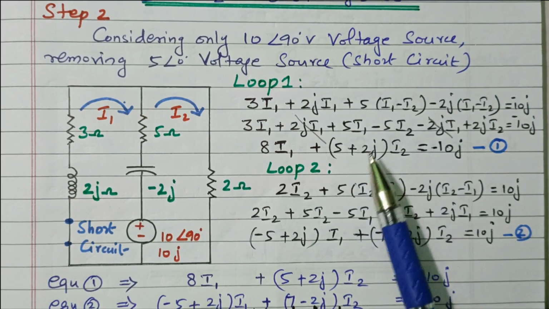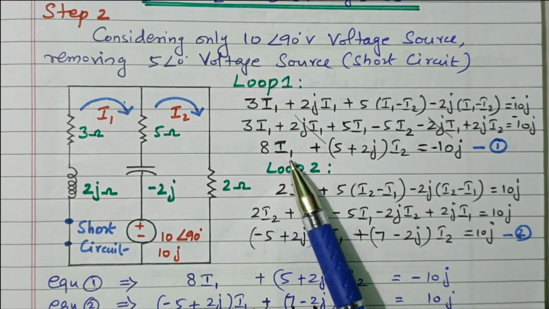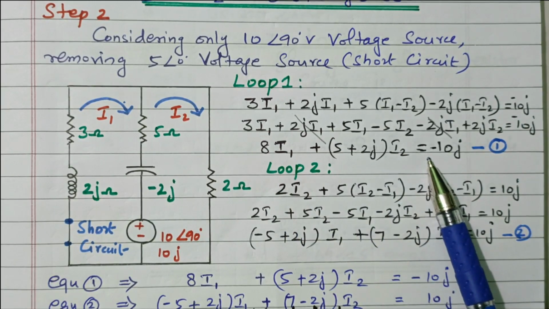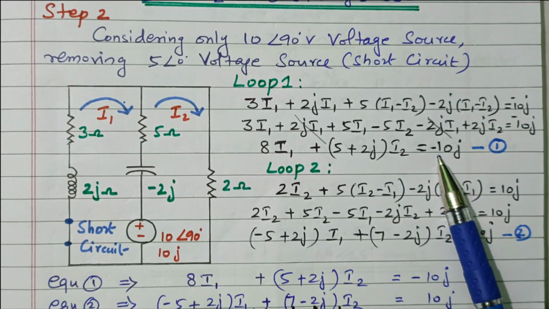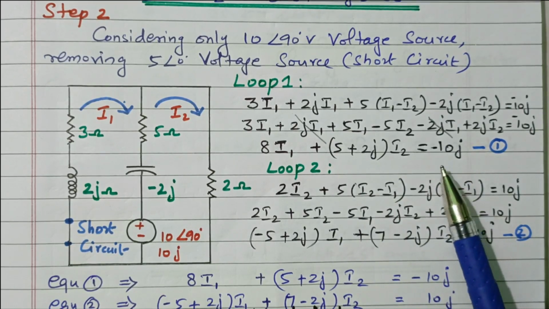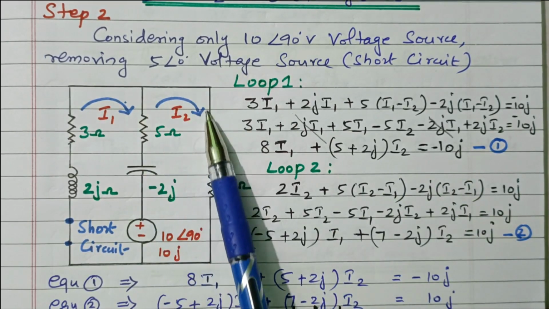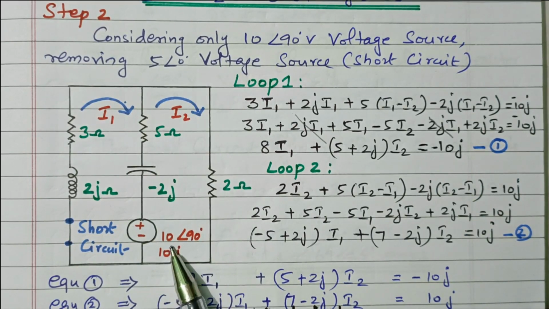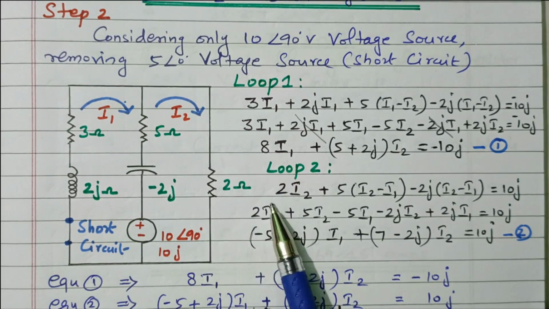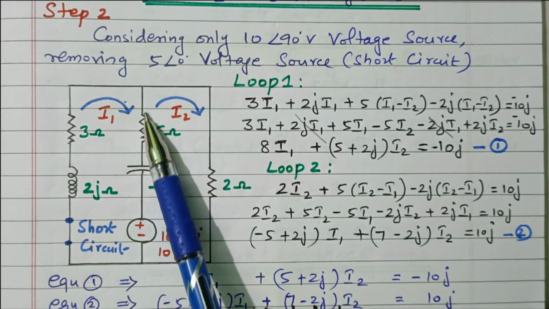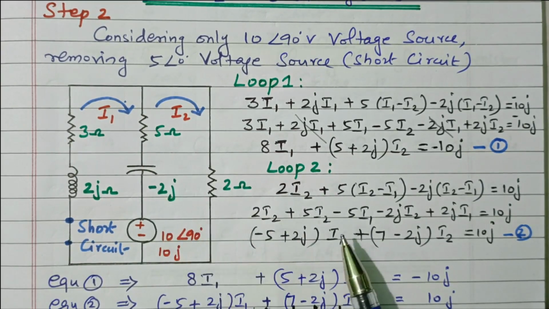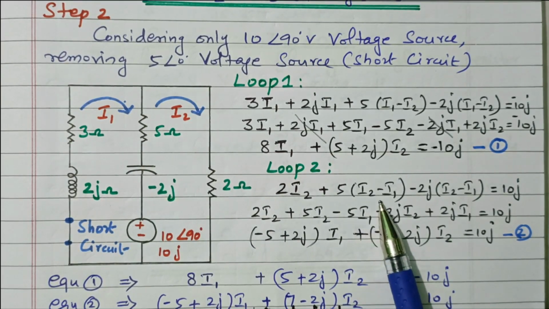So after simplification we got 8I1 plus (5 plus 2j) I2 equal to minus 10j, right? This is minus 10j. This is equation number 1. Similarly, we can apply Kirchhoff's voltage law to the second loop. In the second loop, in the 2 ohm only I2 is flowing, 2 into I2. But again in this resistor and capacitor both I1 and I2 are flowing. So 5 into (I2 minus I1).